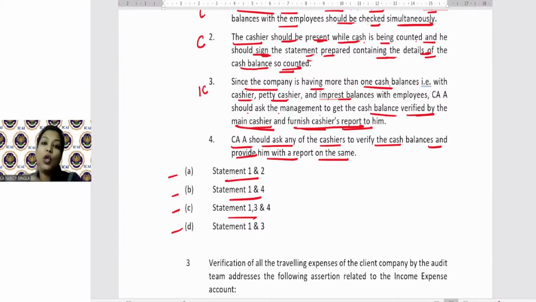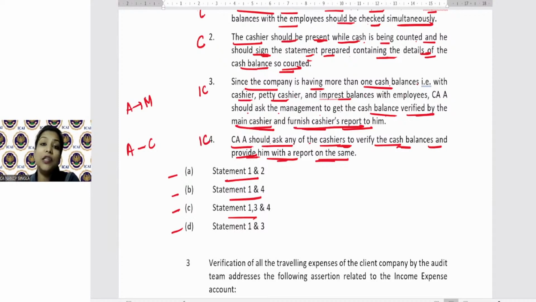So this point is saying that auditor will ask the management कि management देखो बहुत सारा पैसा किसी किसी के पास है ना, तो main cashier को बोलो कि he will verify it and give a report to me. So here the auditor is going through the management. ठीक है. Next point में what is auditor doing? He is going directly to the cashier. CA should ask any of the cashiers to verify the cash balances and provide him with the report on the same, which is also incorrect.